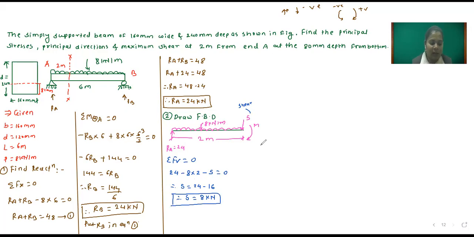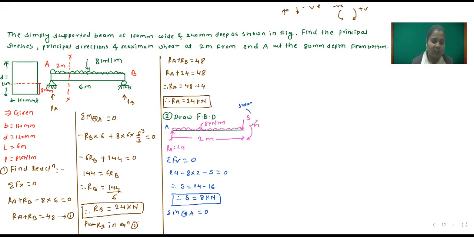Okay, now we will apply the bending moment equation. Summation of moments at A is equal to 0. We will take moments at A. Whenever we take moments, clockwise we will consider positive, anti-clockwise we will consider negative.